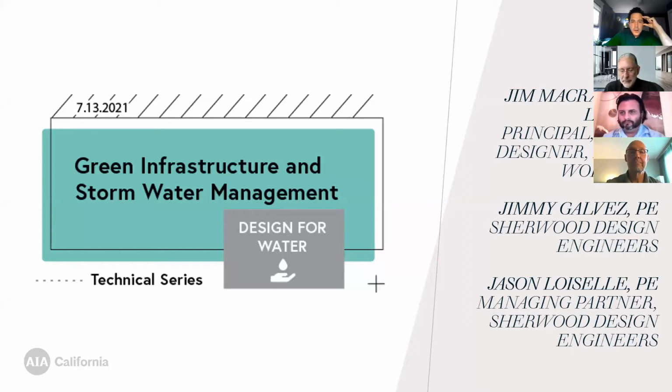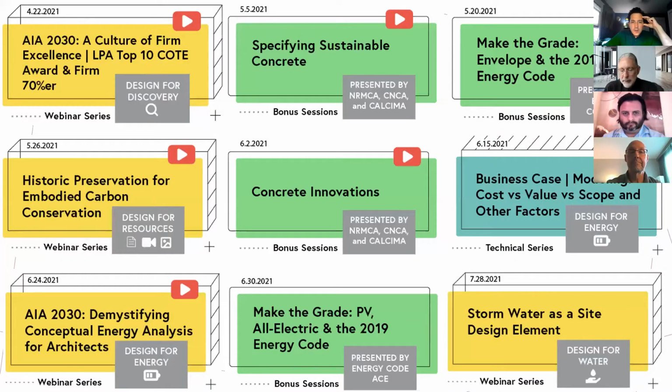Most of you know that AIA California has developed an in-depth series focused on understanding and implementing the AIA Framework for Design Excellence. This series will run through the end of this year and will feature monthly hour-long general climate action webinars, as well as 90-minute webinars that dive deeper into technical topics.